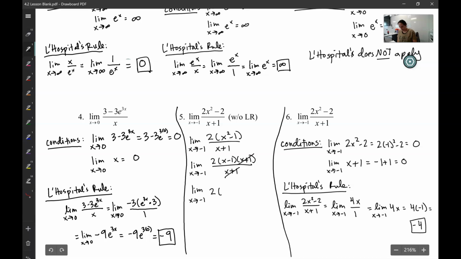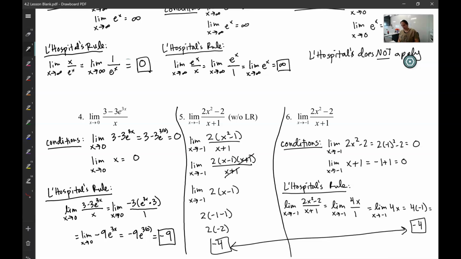So I have 2 times x minus 1, and then plug it in, which is 2 times -2, which is -4. So then you can see whether you use L'Hopital's rule or do it the old way, you get the same answer. So that's it for this first video. In the next video, we'll talk about how you can do L'Hopital's rule multiple times on the same problem.